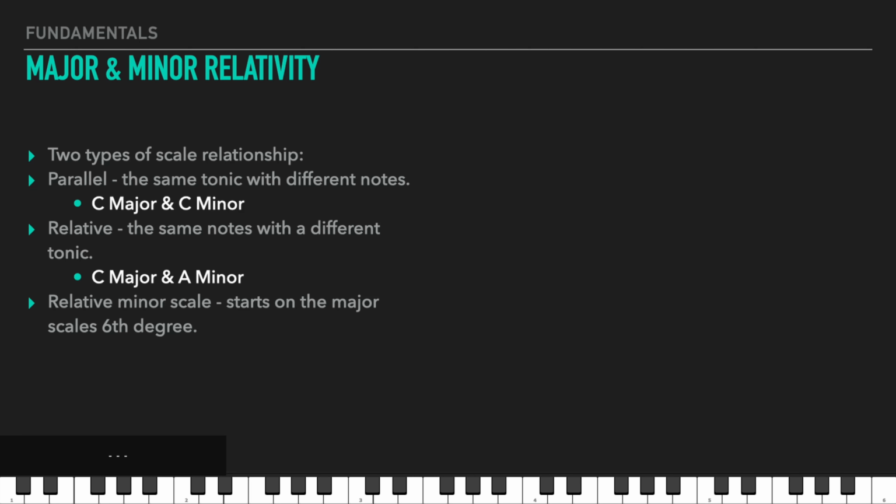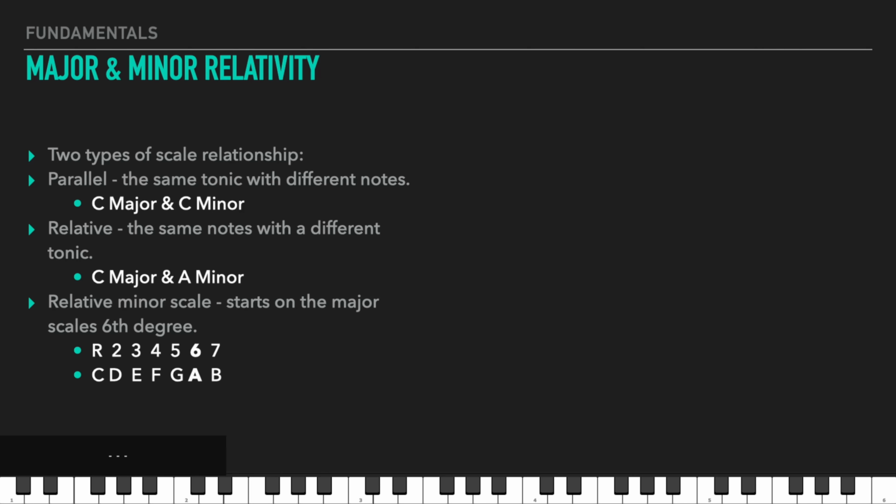So you can actually find the relative minor scale of a major scale by starting on the 6th degree. So relative to C, that's going to be 1, 2, 3, 4, 5, 6. It is the note A. Now if I go A, B, C, D, E, F, G, A, this is the minor scale.